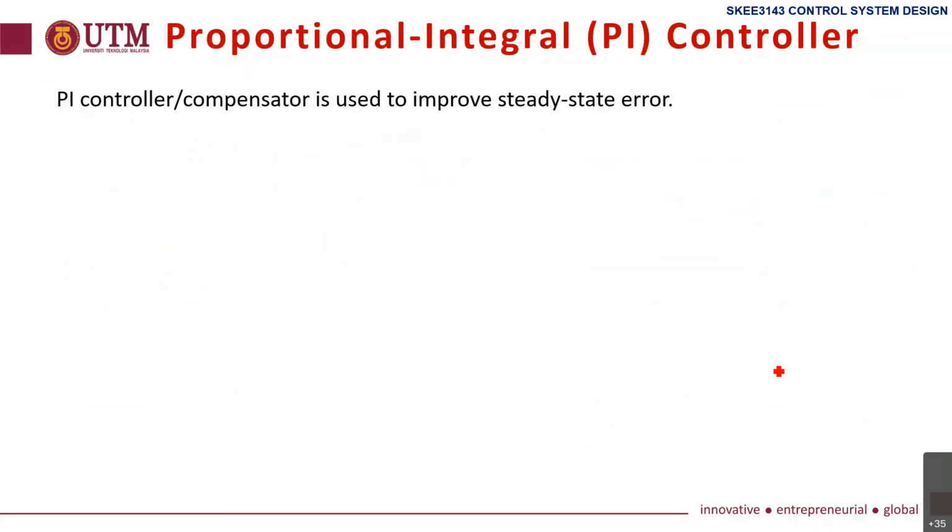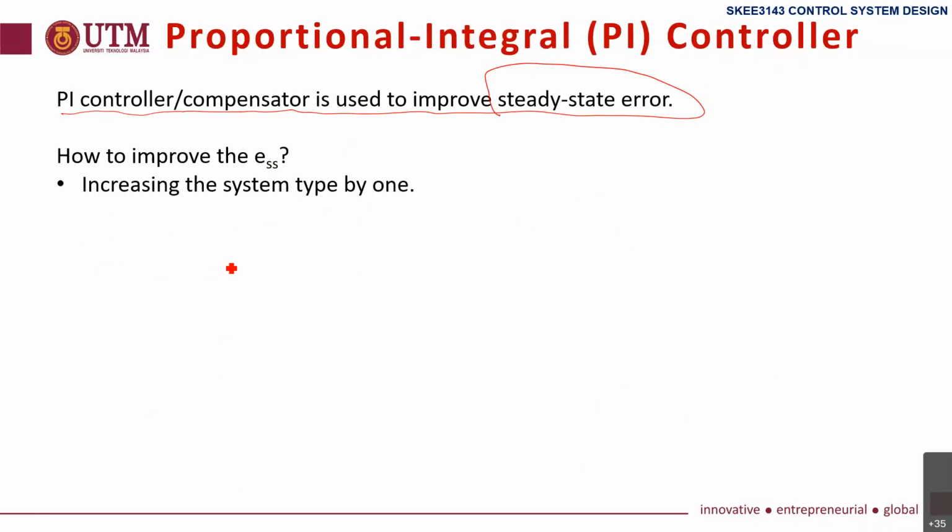Why did we just discuss steady state error? Because PI controller, or sometimes we call compensator, is used to improve steady state error. That is the aim of PI controller. When people say PI controller, that means they want to use that controller to get 0 error, to improve the error. Okay? How to improve the error? As we have just discussed, error can be improved by increasing the system type by 1.